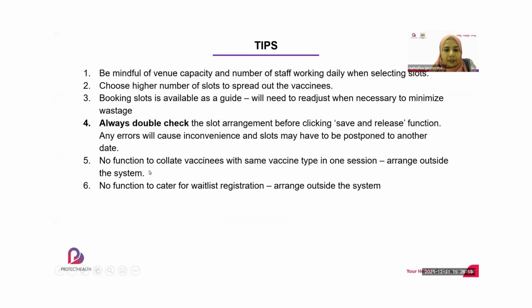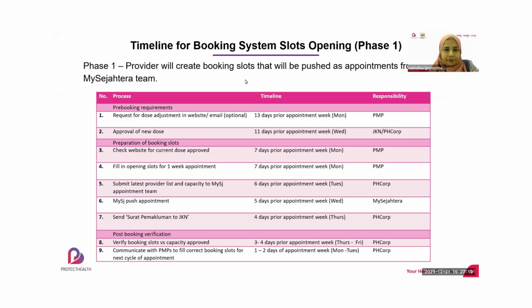Number 5, just to address the limitation, there's no function to collect vaccinees with the same vaccine type in one session, so you will need to arrange outside the system, and there's no function to cater for waitlist registration, so that one also you will need to arrange outside the system.